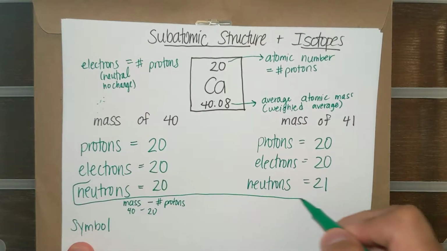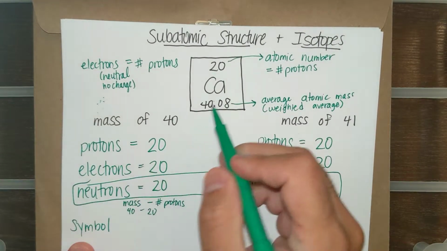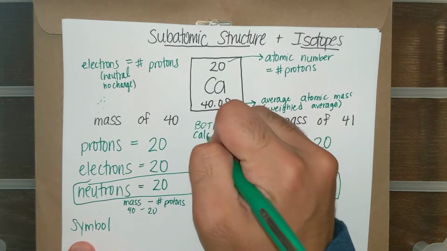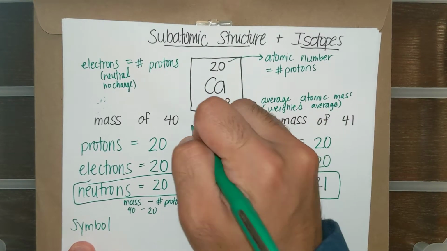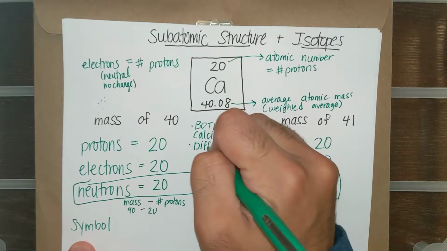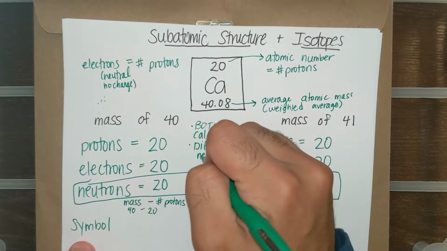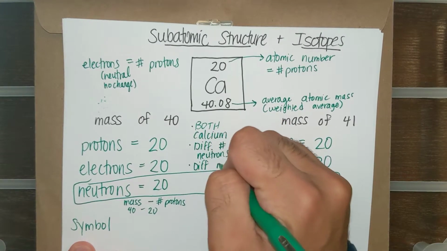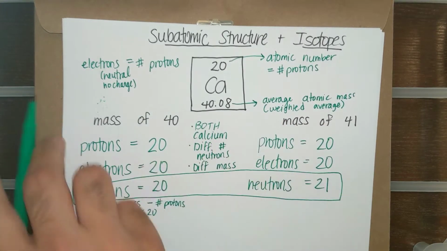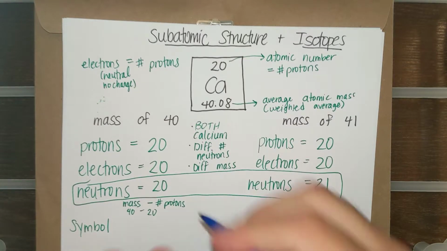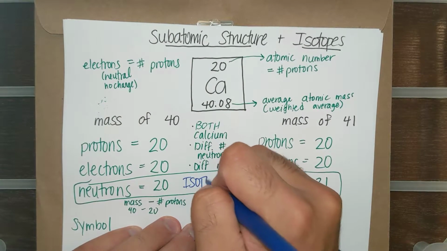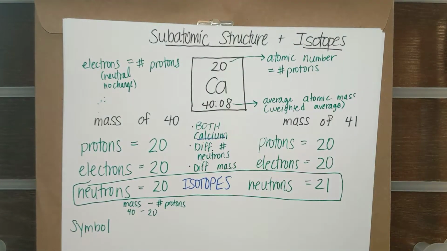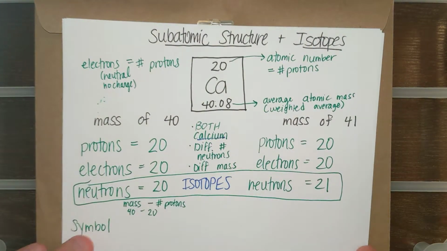Look at what is different between these two. They are the same element. They're both calcium, but they have a different number of neutrons and therefore a different mass. We call these, as mentioned before, isotopes. Isotopes are the same element, but they have different masses because of a different number of neutrons.